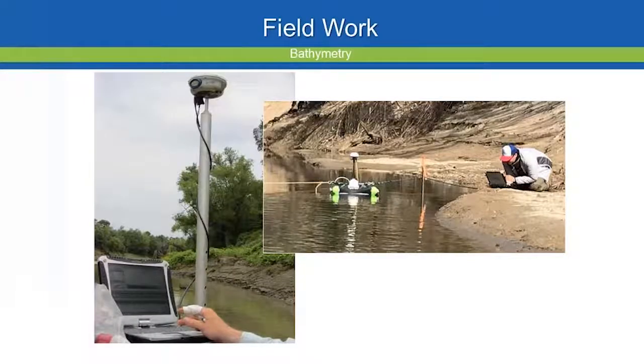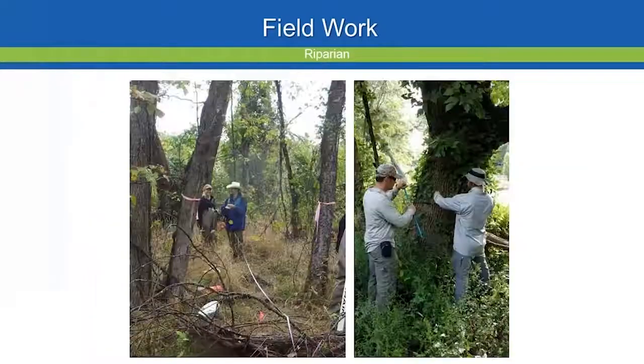We do quite a bit of bathymetric surveying. Again, we do riparian work where we identify trees along these transects. We just completed a study where we took about 40 cores to age class some of these trees, to see if we can tie the age classes to different pulse events that came through the system. That work's underway right now.